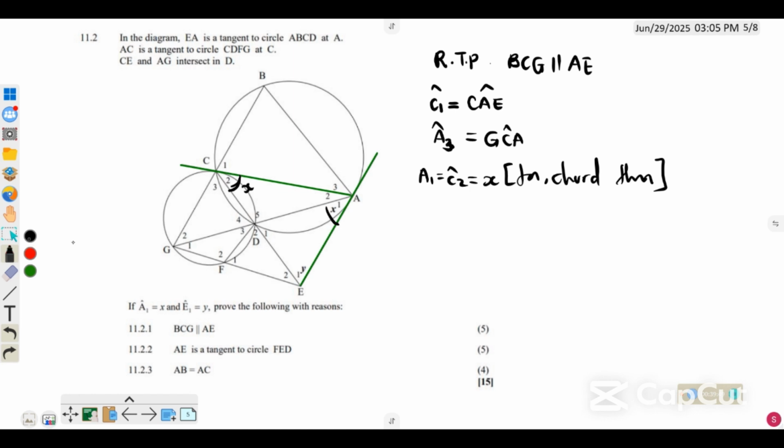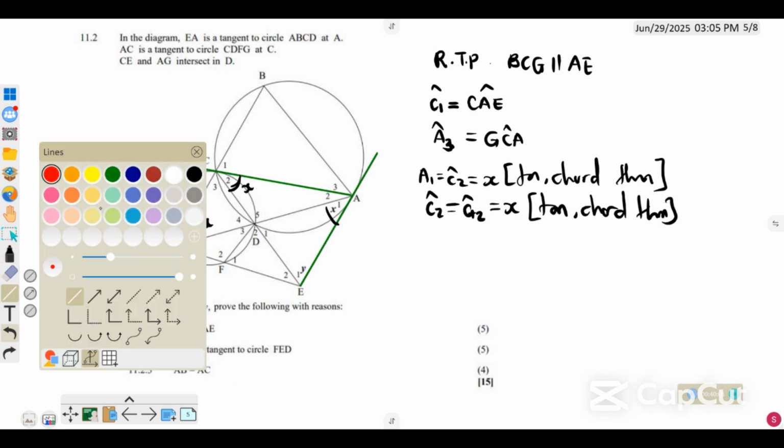So angle C2 is equal to angle G2. But remember, angle C2 is x, which means G2 is also going to be x on what? On tan-chord again. This is tan-chord theorem, right? So even for this we have an x.